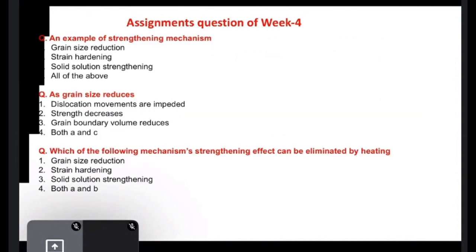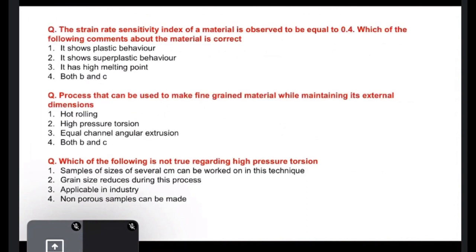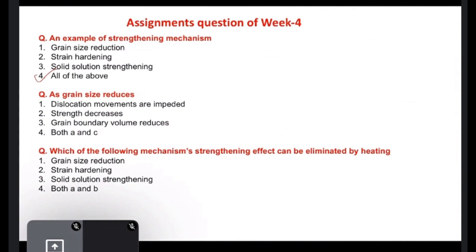Moving on with the assignment questions of week 4, we will discuss the assignment this week. So first question says that an example of strengthening mechanism is, your options are grain size reduction, strain hardening, solid solution strengthening, or all the above. Which of the option is correct? Is it option 1, 2, 3, 4? Which of them is correct? All of the above. Okay. All the options help in strengthening the mechanism.